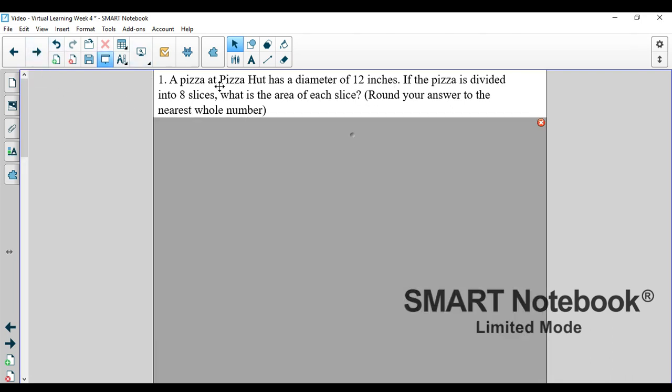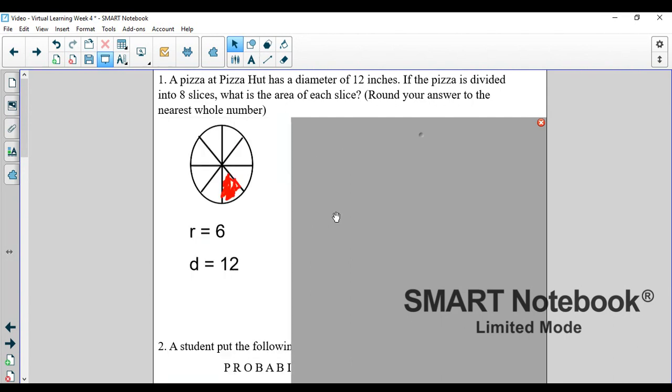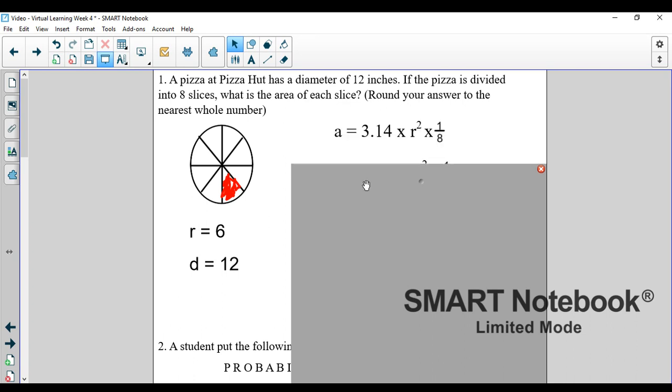Here we go. Once you're ready, number one says a Pizza Hut has a diameter of 12 inches. They split the pizza, or divided it, into 8 slices, and we want to find the area of each slice. Well, the first thing I did was go over the information that was given in the problem. I took a pizza, I cut it into 8 slices. I listed my radius as 6 and my diameter is 12. Well, I know this is an area problem, so I know that pi, or 3.14, times the radius to the second power would be able to tell me the area.